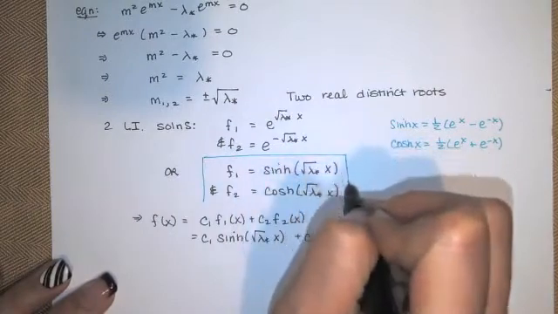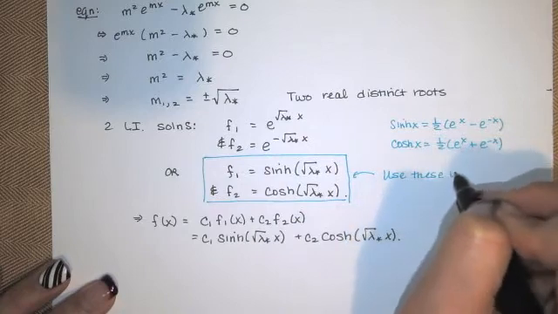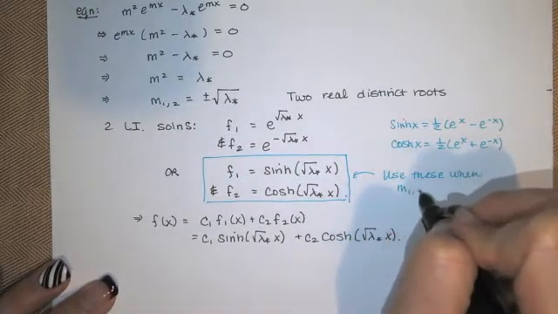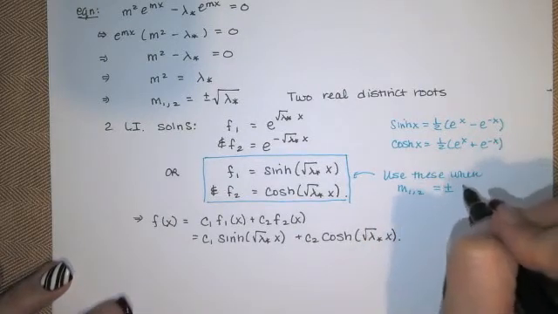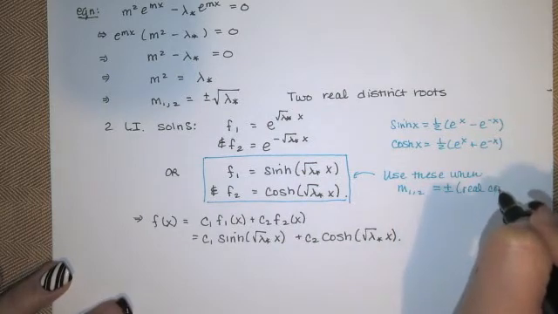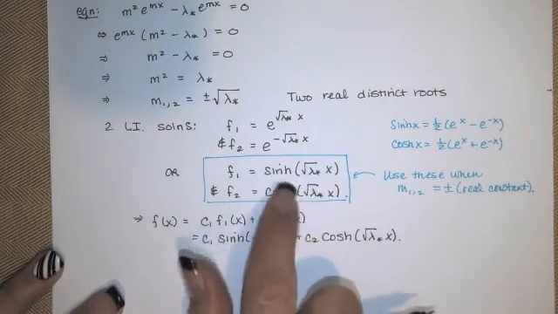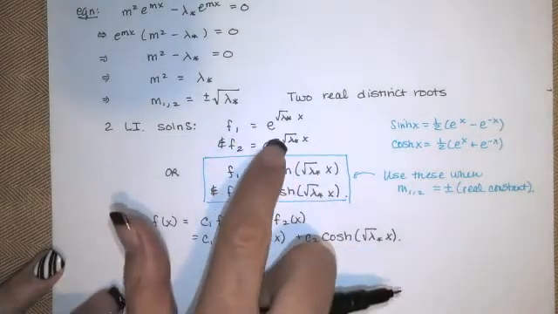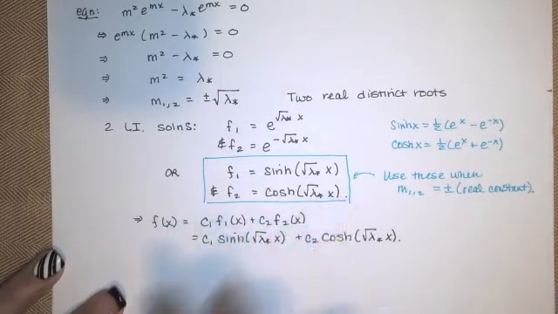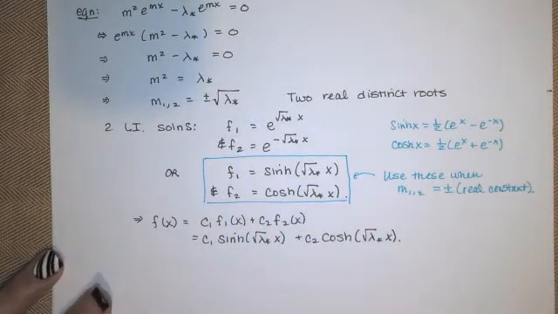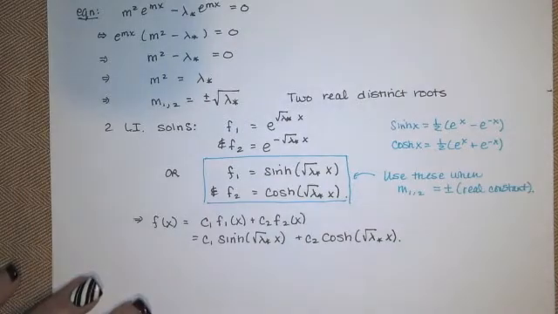And I'll put that in our notes. Put a big box around this and say, use these when m1 and m2 are equal to plus or minus some constant. And not specifically these, it's going to be plus or minus that real constant, or it'll be hyperbolic sine of that real constant times x and hyperbolic cosine of that real constant times x for the two linearly independent solutions. So it's not specifically these, but some variation depending on the actual exponents there.